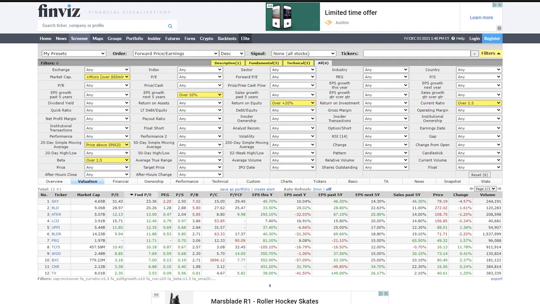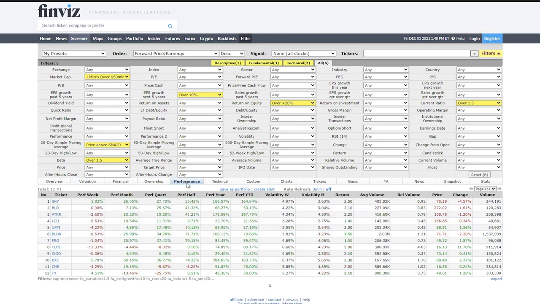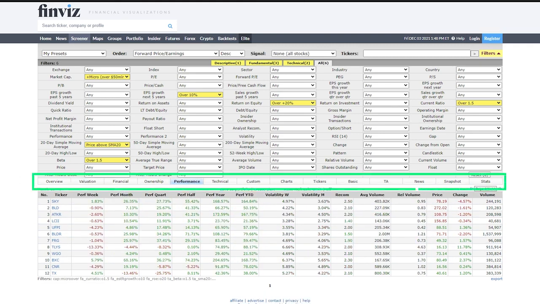That's the cool thing about screeners. You can customize them to whatever your needs are. You can also select which data you want to look at. So maybe you want to see the stock's performance. Well, you can just click this tab to do so. So you can get some really good information with these tabs.